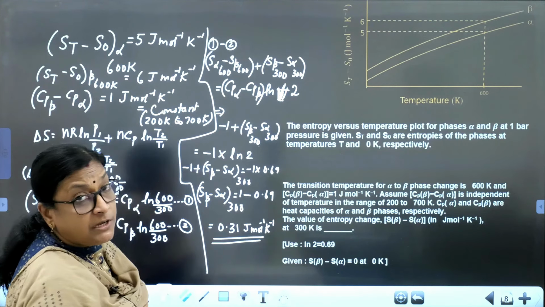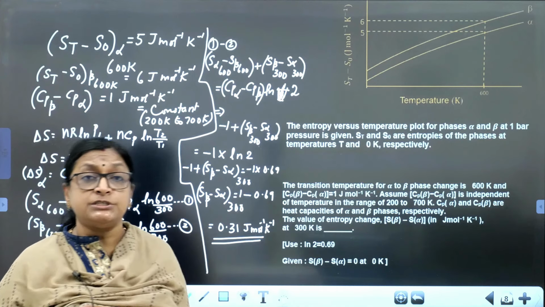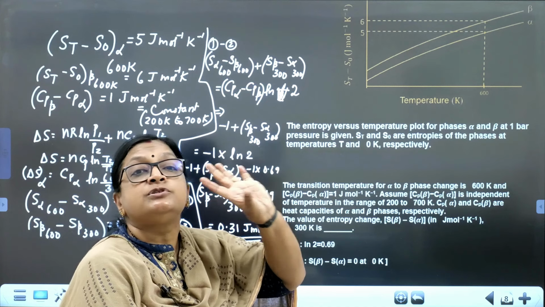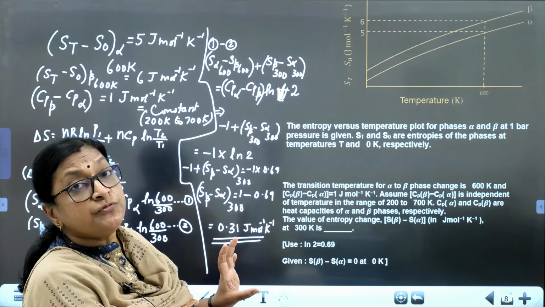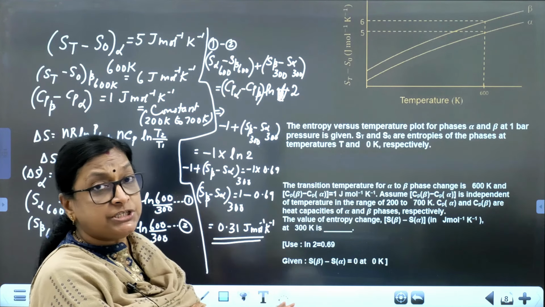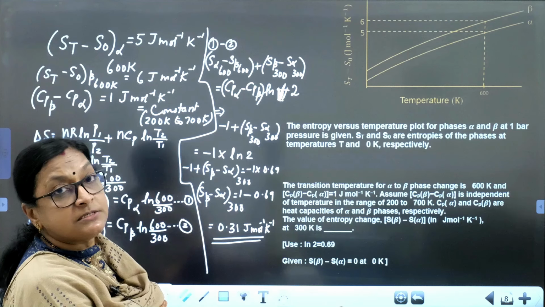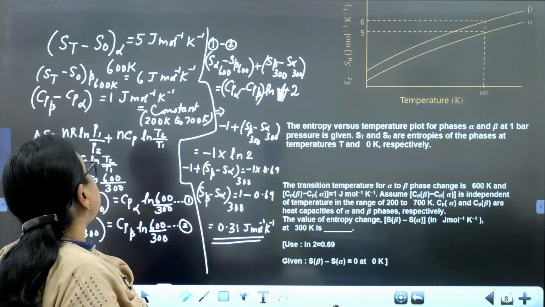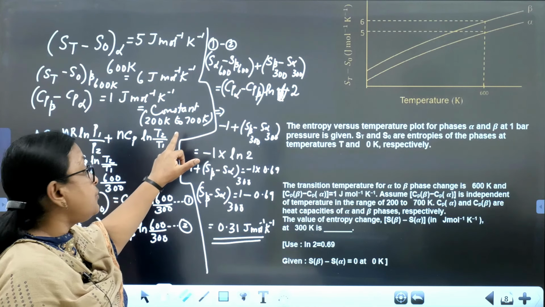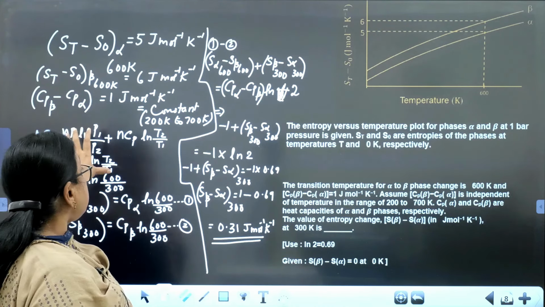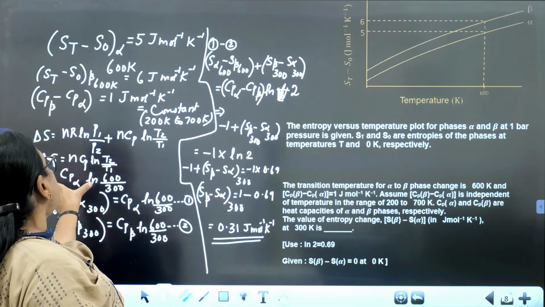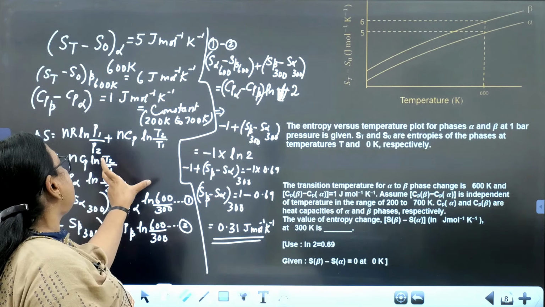This is a numerical question which appeared in 2023 JEE Advanced. So, the only thing you have to bring to your mind is how to find out delta S given temperature change at constant pressure, given Cp of the system. Then delta S is equal to nR ln P1 by P2 plus nCp ln T2 by T1. This is at constant pressure, so this term goes since P1 is P2. Thereby you can directly use delta S equals nCp ln T2 by T1.